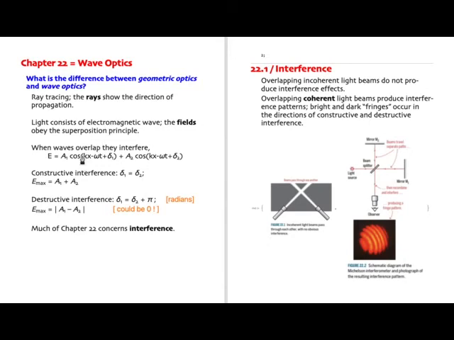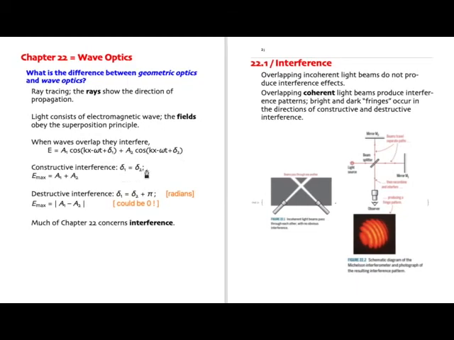Now, constructive interference occurs when the phase angles, delta 1 and delta 2, are the same. Let's say they're both 0. Then I'd have cosine(kx minus omega t) and another cosine(kx minus omega t) times A1 plus A2. So the maximum field would just be A1 plus A2. That would be the amplitude of the combined wave.